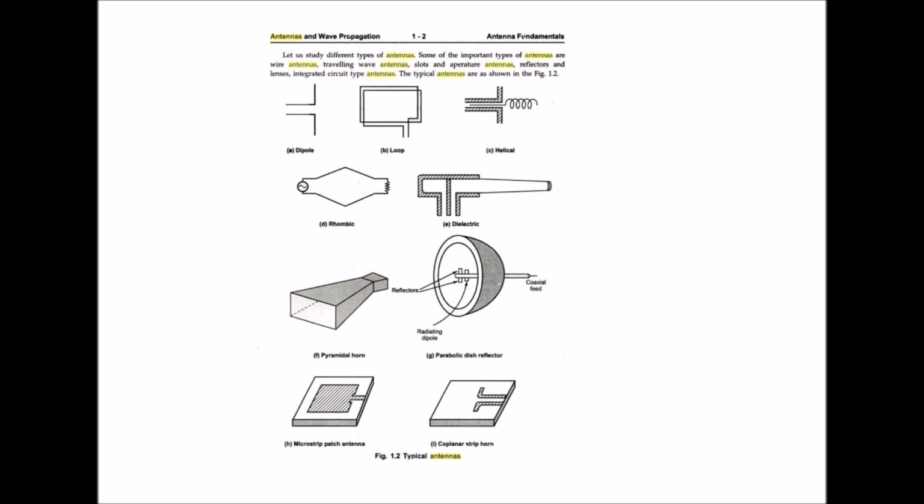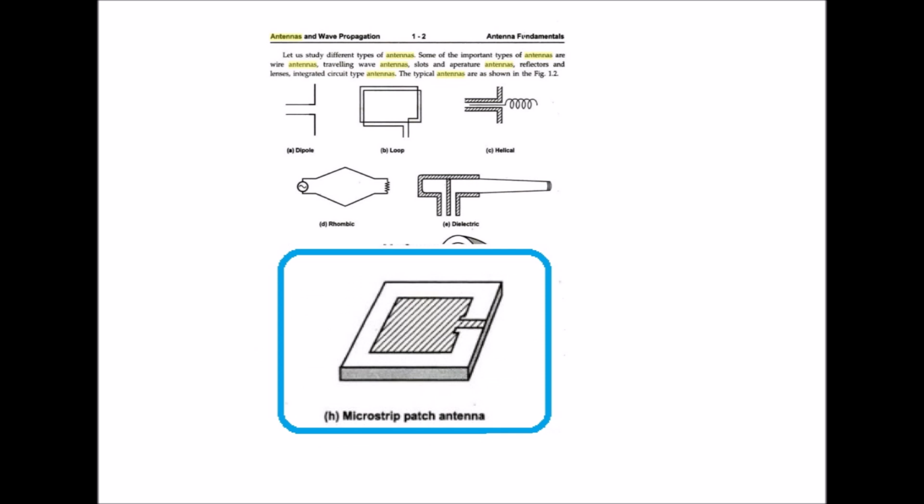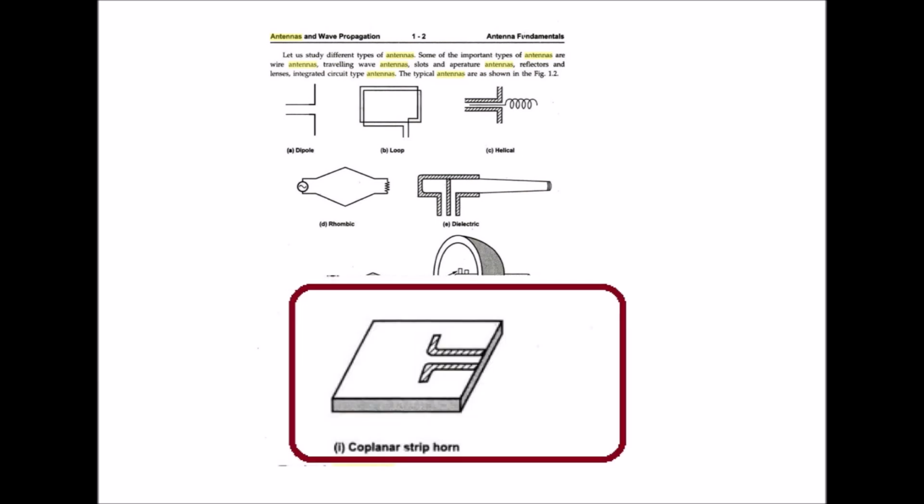The antenna to be used with microwave integrated circuit may be placed on a dielectric substrate. The figure 1.2h shows an integrated circuit type antenna in microstrip form. The figure 1.2i shows a horn type antenna used with an integrated circuit. As antenna is placed on a dielectric substrate, the integrated circuit type antenna is also called patch antenna.